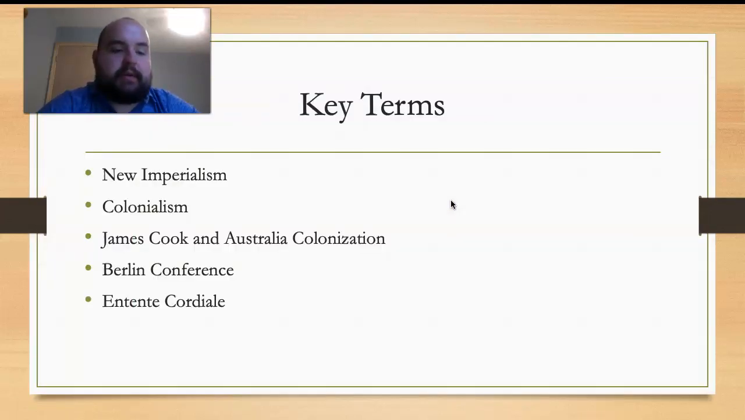As always, we'll start off by looking at some of the key terms. First, we're going to look at the term new imperialism. We'll look more in detail at colonialism. We'll look at James Cook and Australia's colonization. We'll look at the infamous Berlin Conference, and we'll look at the Entente Cordiale, if I'm pronouncing that correctly. My French has never been that fantastic.